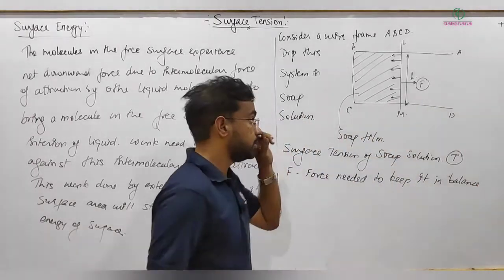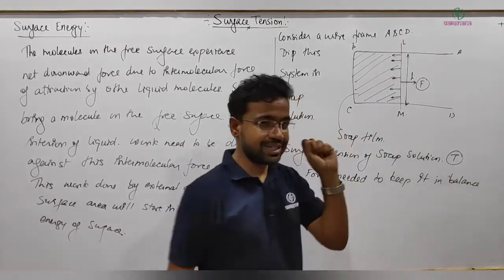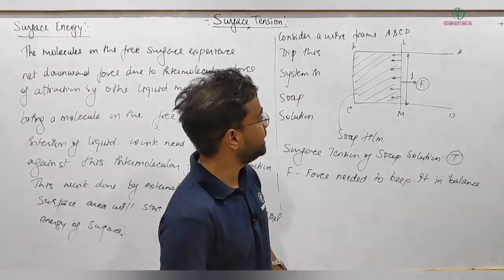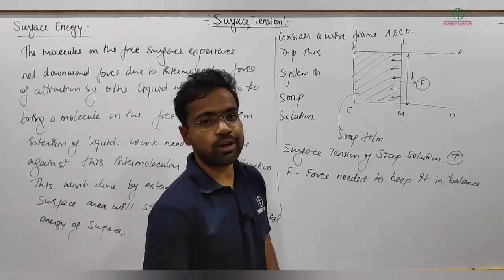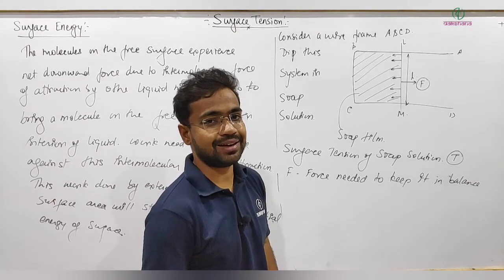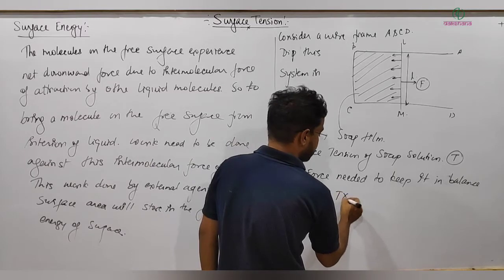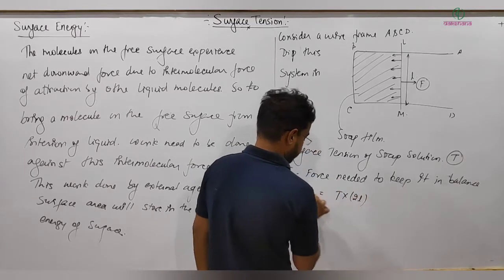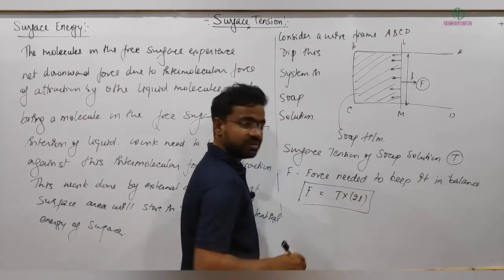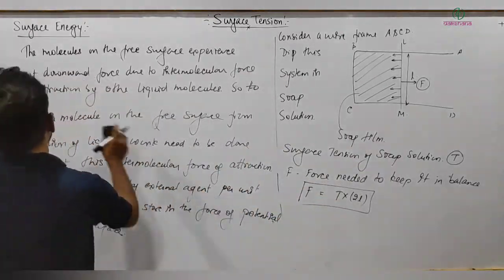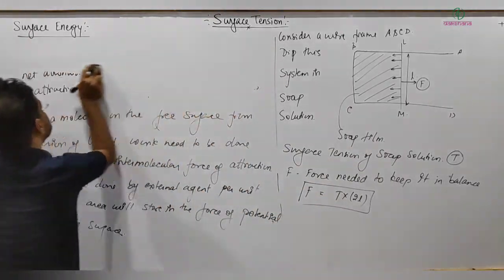Balance, right? Because otherwise net, okay, now one point here is that you need to understand what that force will be. F will be T into L or T into 2L, right? The force F will be equal to T multiplied by 2L. I hope you are clear here why it is T into 2L. Let me just erase this part.